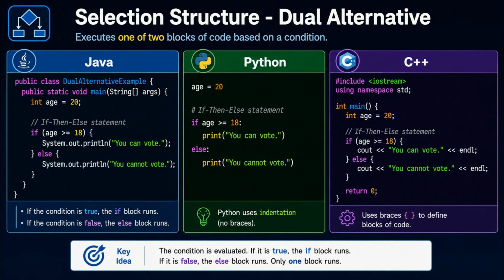Here's dual alternative selection as actual code, in Java, C++, and Python. If age is 18 or older, the program prints that you can vote. The else branch prints that you cannot. The else guarantees one branch or the other always runs, no matter what age holds.